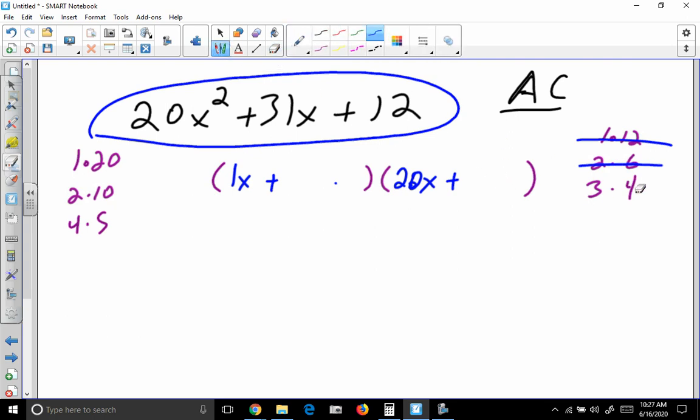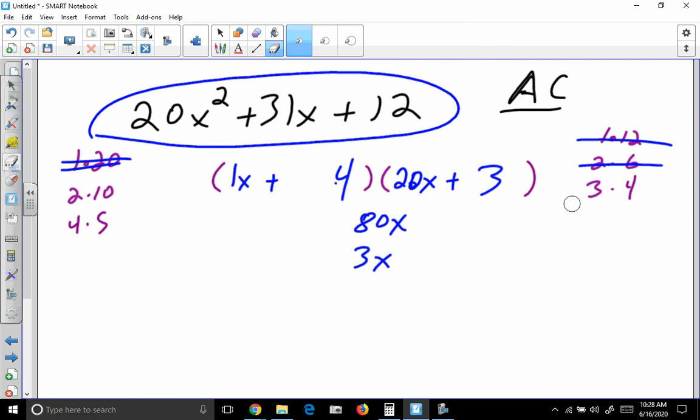So the only other thing could be 3 and 4. Well, we can't put a 4 there. If there's a 4, that has a common factor, which we don't have. So it would have to be 3 there and 4 there. So that would make 80 on the inside, 3 on the outside, which isn't the 31 we need. So with the 1 and the 20, we've tried every possible combination to get the 12 on the end, and none of them work. So the 1 and the 20, that's not going to work.